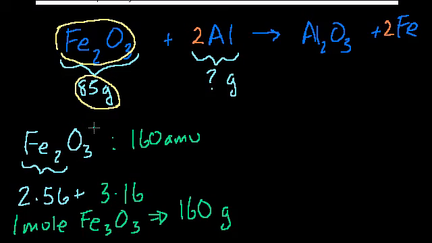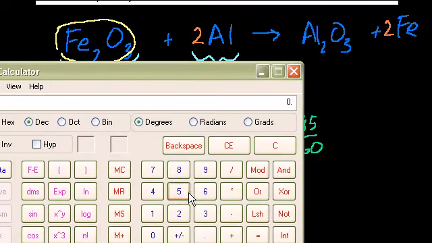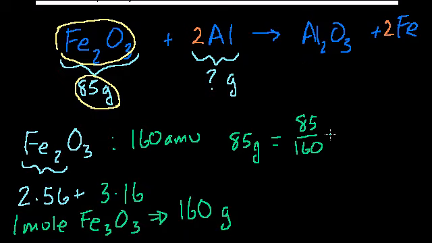How many moles is that? Well, 85 grams of iron 3 oxide is equal to 85 over 160 moles. So that's equal to 85 divided by 160 equals 0.53125, which is 0.53 moles. So everything we've done so far in this green and light blue, we figured out how many moles 85 grams of iron 3 oxide is.